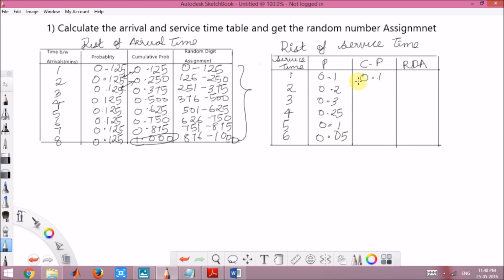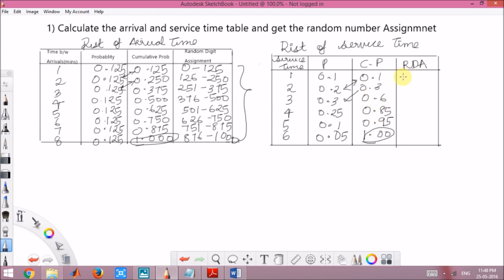Similarly, I calculate the cumulative probability. This stays 0.1. This is the addition of both of them, so 0.3. Similarly 0.6, then 0.85, 0.95. Finally we get 1. Again it gives me 1, so it tells me the additions have been correct.